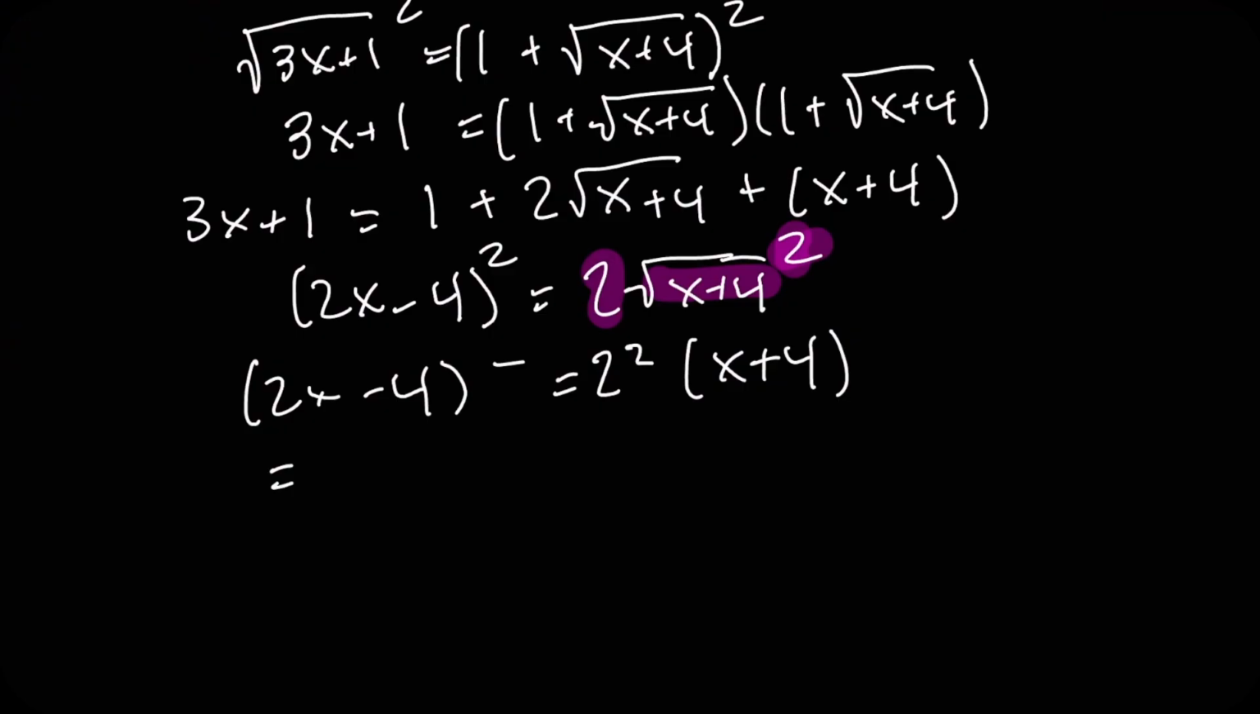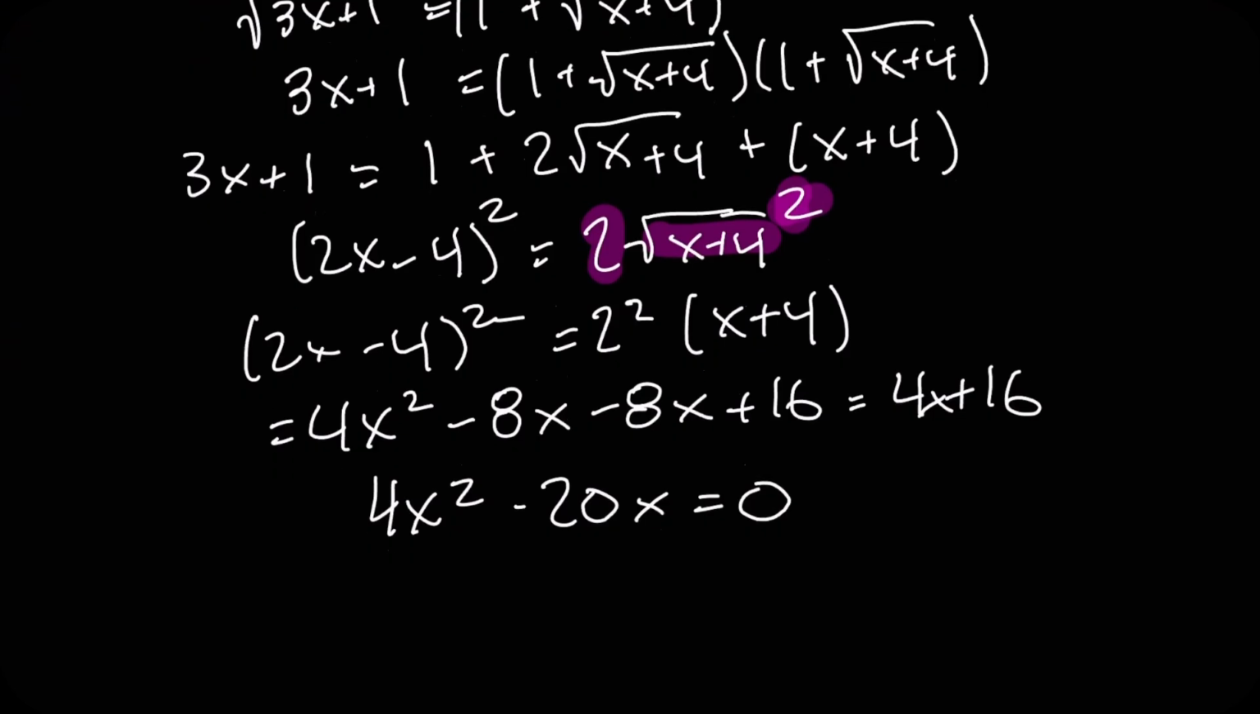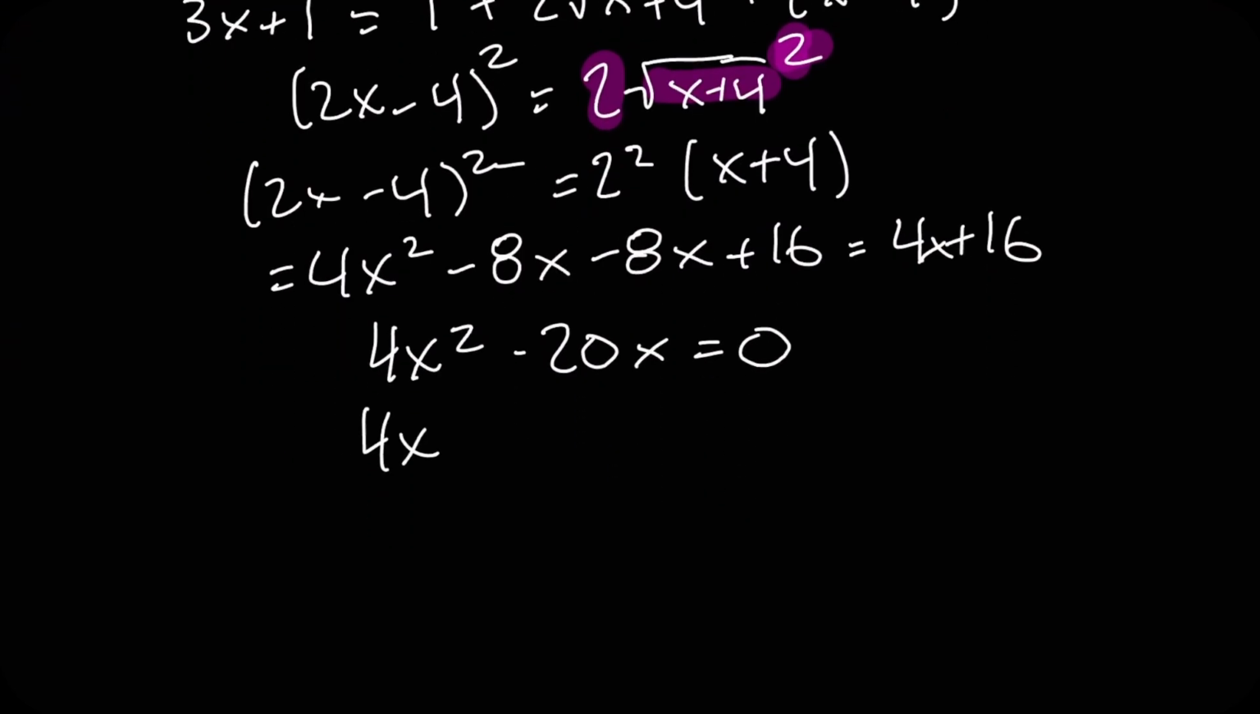So it'll be a lot of multiplication here. You're left with 4x squared minus 8x plus 16. And this is going to be equal to 4x plus 16. So further reducing, you're left with 4x squared minus 20x, and that's going to be all equal to 0. And now we can pull out a 4x, and we're left with 4x times x minus 5, and that's going to be equal to 0.